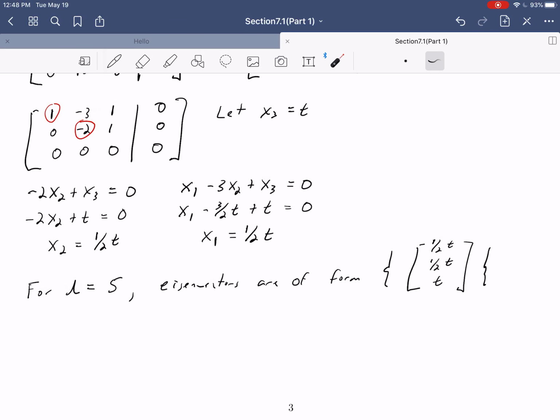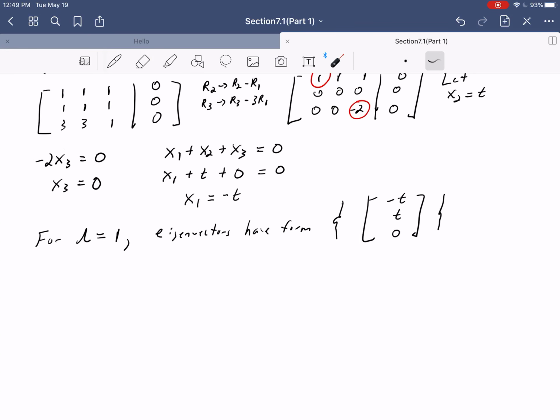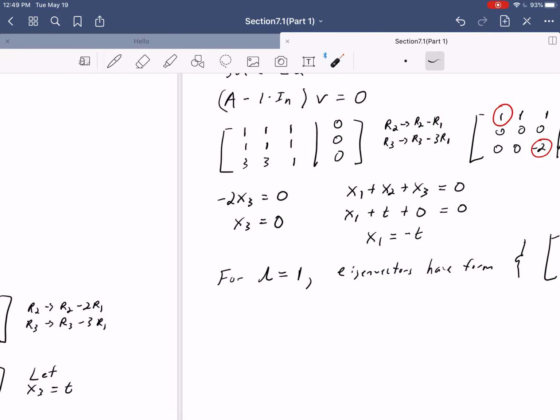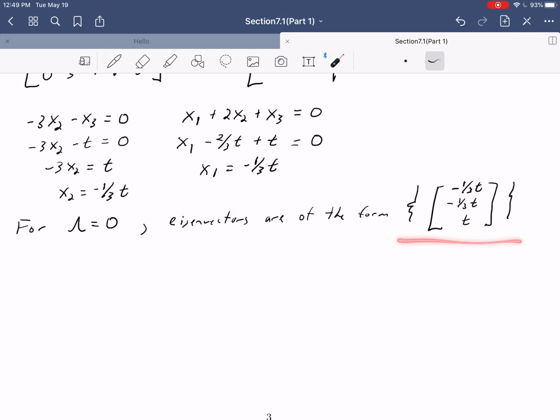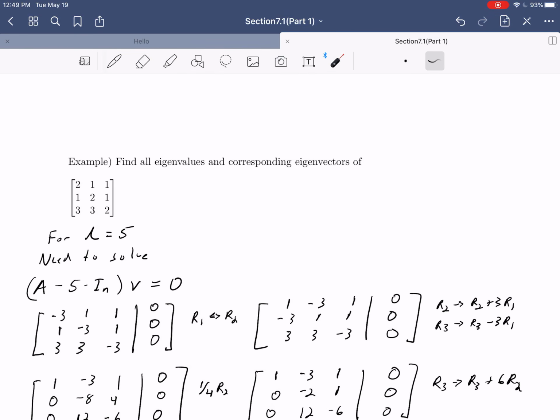So notice that for each separate eigenvalue, the eigenvectors have different forms. So it doesn't really make sense to say the eigenvector of v. It's the eigenvector for the corresponding eigenvalue. So these are the eigenvectors for lambda equals 5. These are the eigenvectors for lambda equals 1, and these guys were the eigenvectors for lambda equals 0. So you always want to talk about eigenvectors for the corresponding eigenvalue. All right, so this is our first example of going through and computing eigenvalues and eigenvectors.